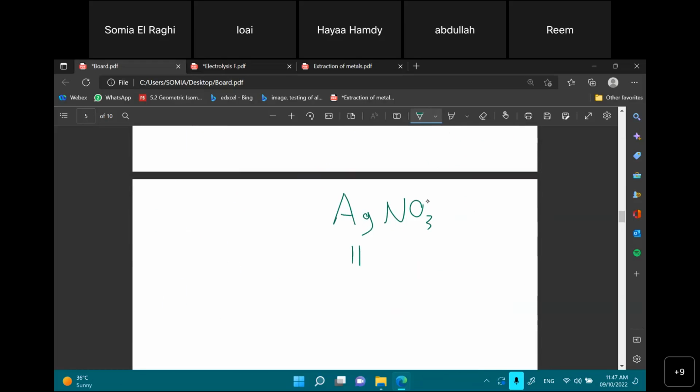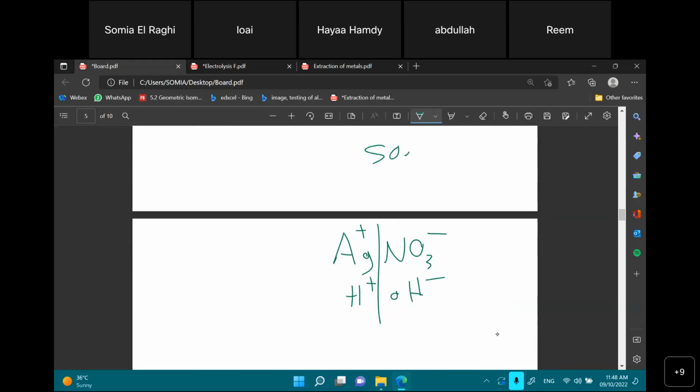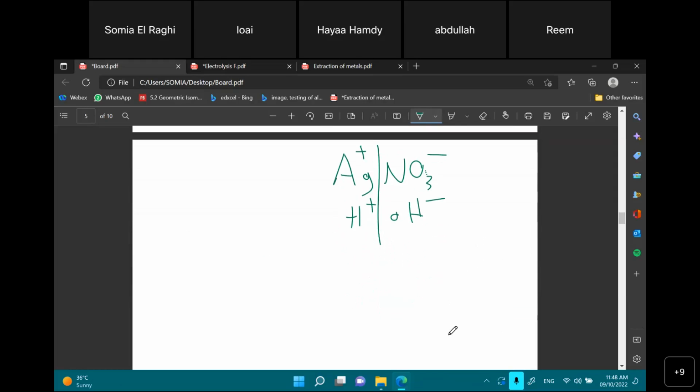Silver nitrate, water. Let's break it down as usual. Silver ion, hydrogen ion, nitrate ion, OH ion. I repeat this statement again: we never ever get a product from sulfate or nitrate. Never. It remains in the electrolyte. What do we have again? I have a silver ion at the bottom.